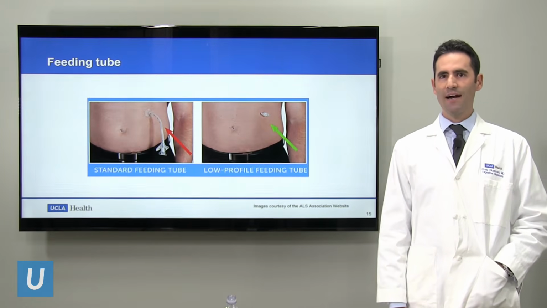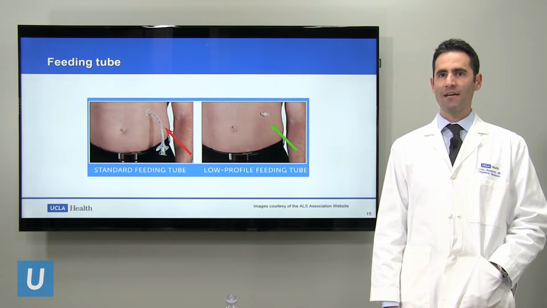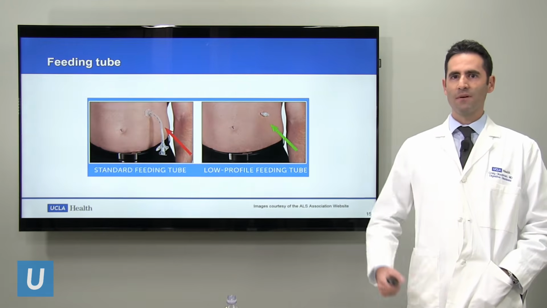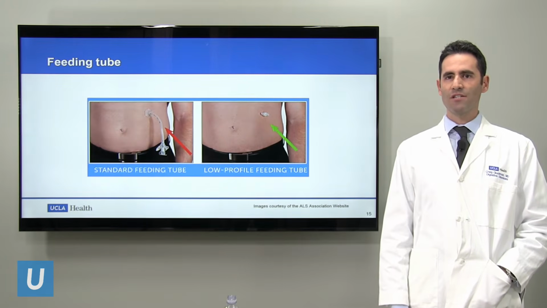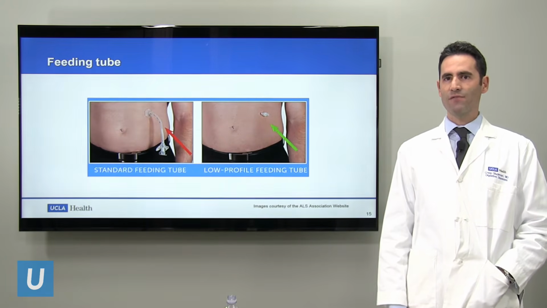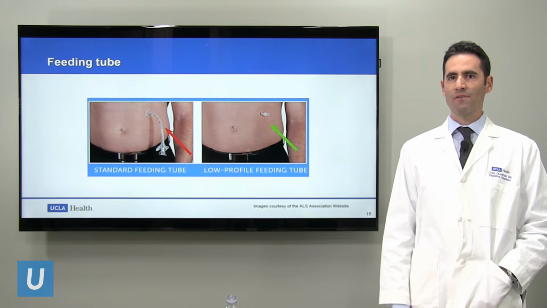And I'd really encourage any patient, or if you know anybody who has the old standard feeding tube, please do discuss with your gastroenterologist to see whether they'd be a candidate for insertion of a newer low-profile feeding tube.